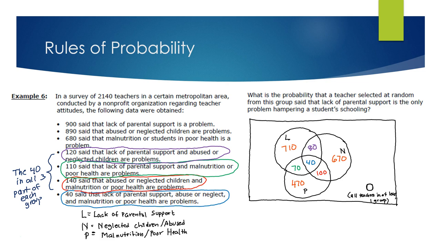But I said that's not as relevant for what we need to do here, because what we're trying to figure out now is the probability of picking a teacher from this group who says that the lack of parental support is the only issue. So I'm looking for this region right here, because those are the teachers that said that that is an issue, but didn't name the other ones as being issues, and that was the only one that they felt was a problem in their school. So as far as figuring out the probability goes, I would do 710 over 2140, and that's approximately equal to 0.3318.